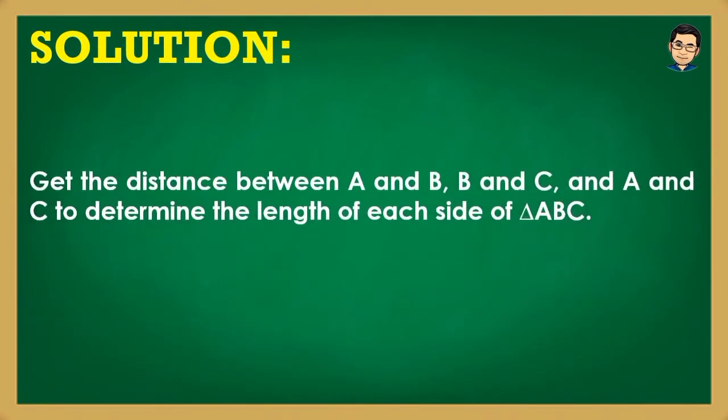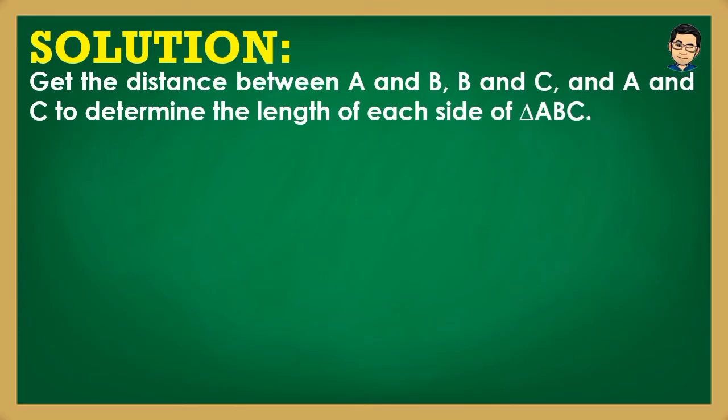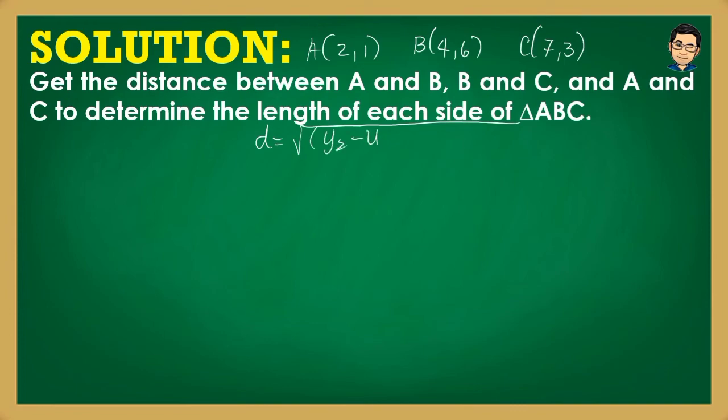So, yung solution natin, kukunin natin distance between A and B, B and C, and A and C to determine the length of each side of triangle ABC. So yung coordinates ng A, 2, 1, and then for B, 4, 6, and then for C, 7, 3. So gamit yung formula for distance between 2 points, malalaman natin kung ano yung sukat ng bawat side ng triangle.